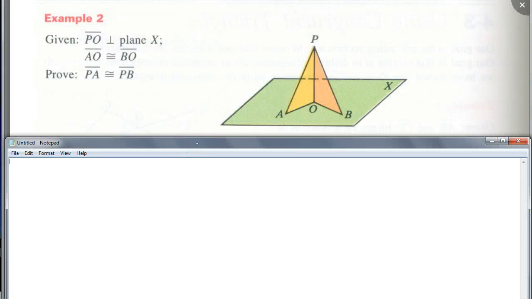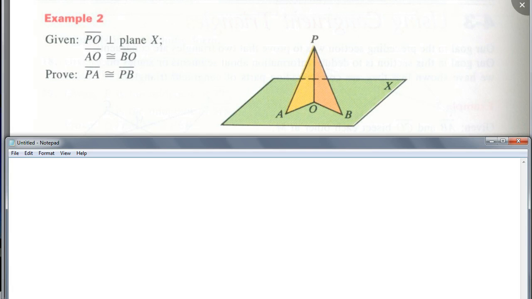Look at example 2. What is given to you is that PO is perpendicular to plane X, and AO is congruent to BO. That's your given. How do I prove that PA is congruent to PB? First of all, look at the very first thing that's given: PO is perpendicular to plane X. Does that sound familiar? This is a line perpendicular to a plane. Knowing this, is there a way to show that PA is congruent to PB?